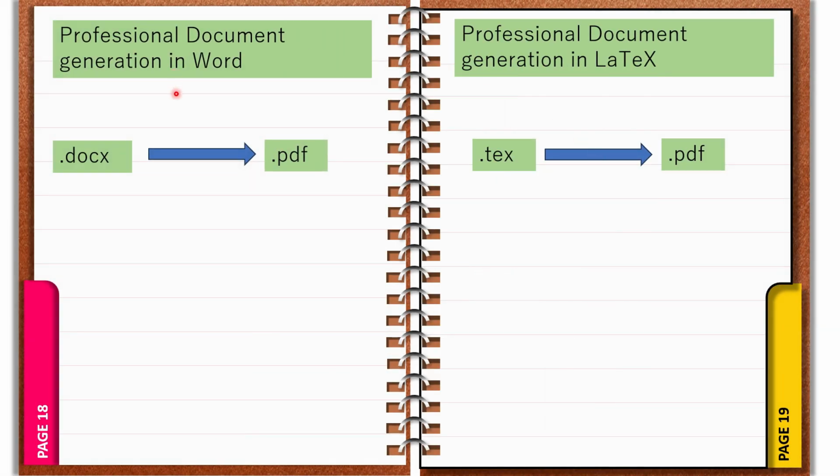So professional document generation in Word is as follows. We type all the content and then the docx Word file is converted into PDF, portable document format. Whereas in professional document generation using LaTeX, whatever text file we write will be directly converted into PDF with proper templates. If any change in a Word document is made, it may produce an improper PDF file.